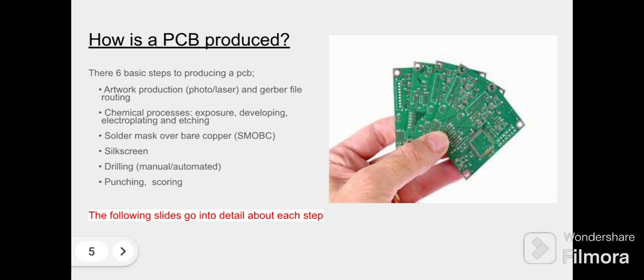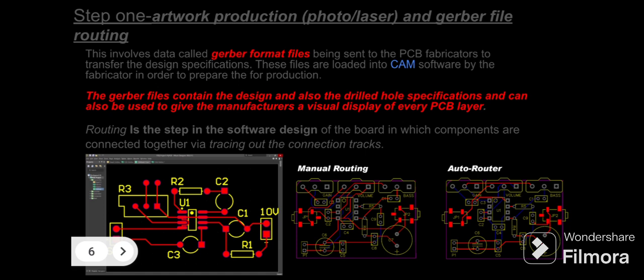Now, how is it produced? I'm going to be going through the 6 summarized steps of circuit board manufacture. So, artwork production, chemical processing, solder masking, silk screen, drilling, and punching, as well as scoring. Now, step 1, artwork production.